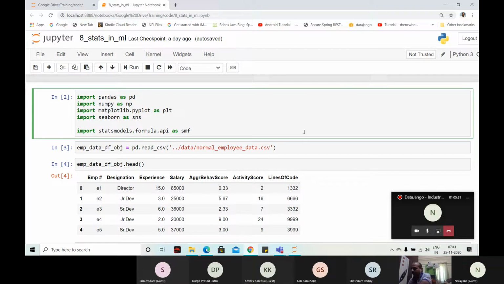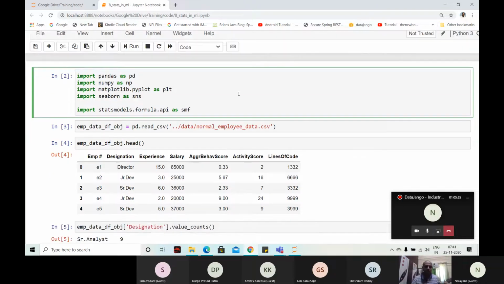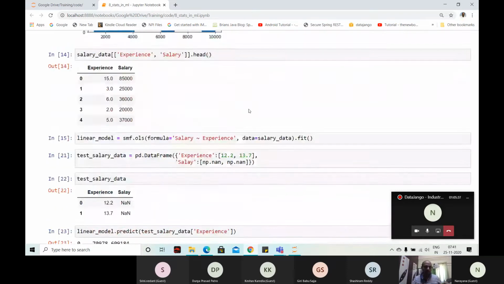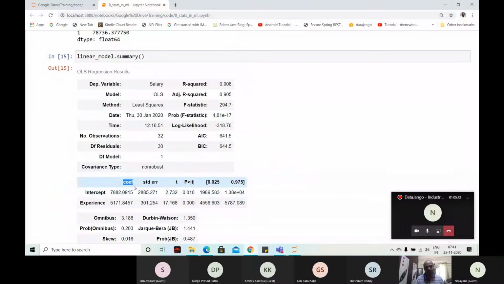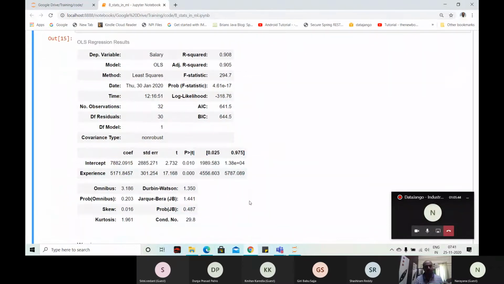When the p-value is less than 0.05, we say the feature is important. This point is very important in this whole class. This table is very important. This particular table is very important. And now we were talking about this p-value.